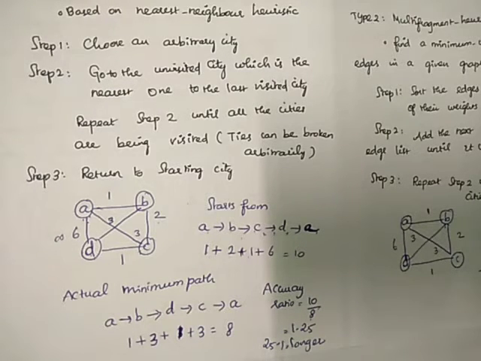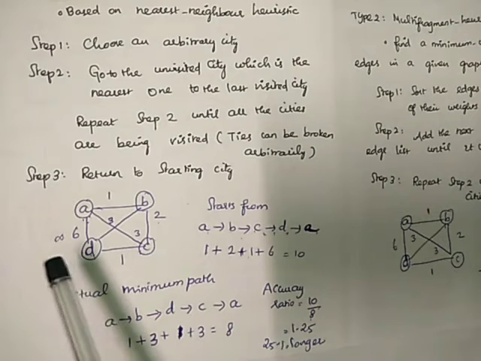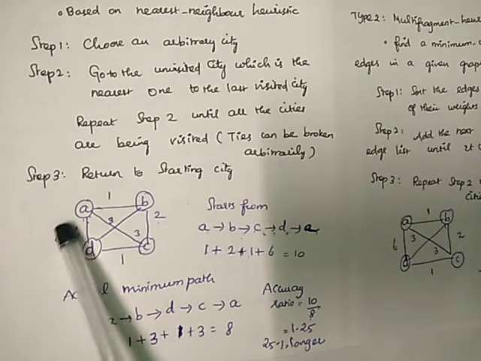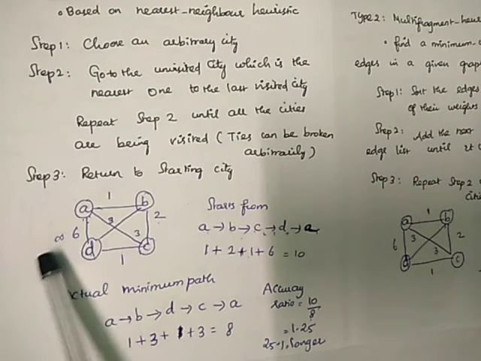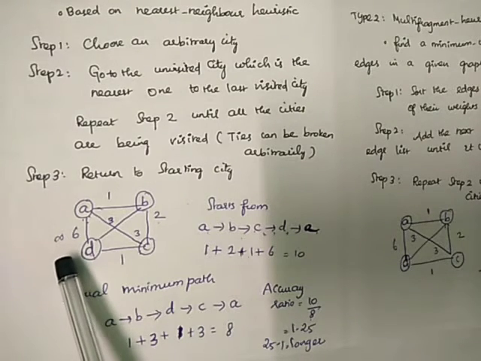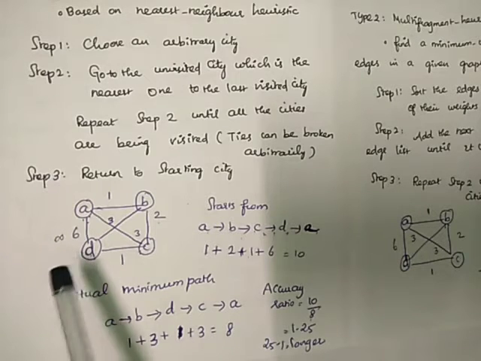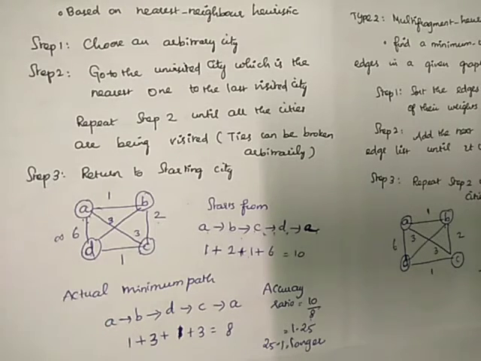Then consider the limitations of this algorithm. If the cost of the edge from the last node to the source node is infinity or any maximum number, we are forced to select this path to reach the source. So this is the limitation of this algorithm.